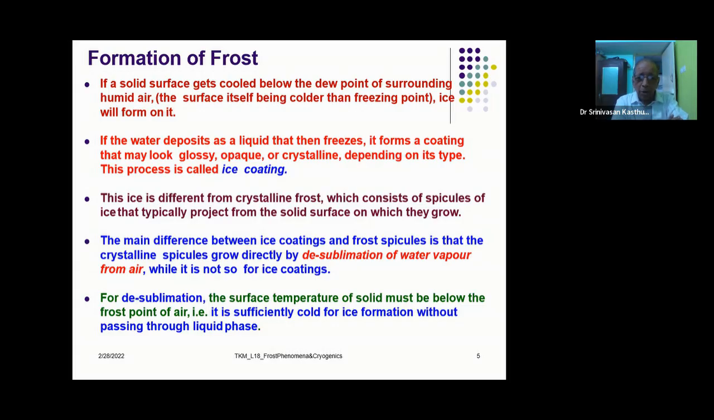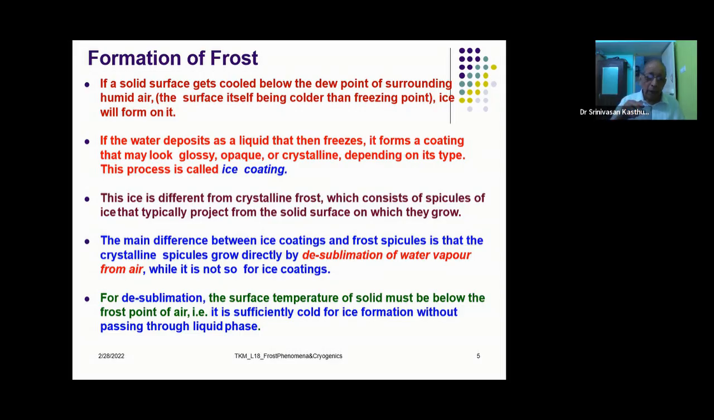So what happens? The humid air, the water vapor present in the air, starts depositing on the surface. As soon as it falls, first it deposits as a liquid, then freezes, then it forms a coating. And that can take different forms. It can be glossy and very shiny, or opaque, or crystalline, depending on its type. This process is known as ice coating.